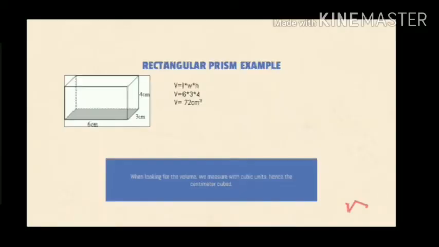So for the rectangular prism, all you have to do is plug in the values like in all the formulas. So you have to multiply the length times the width times the height. So the length is 6, the width is 3, and the height is 4. When you multiply all of that, you get 72 centimeters cubed. We use cubed because when we're looking for volume, we measure with cubic units.